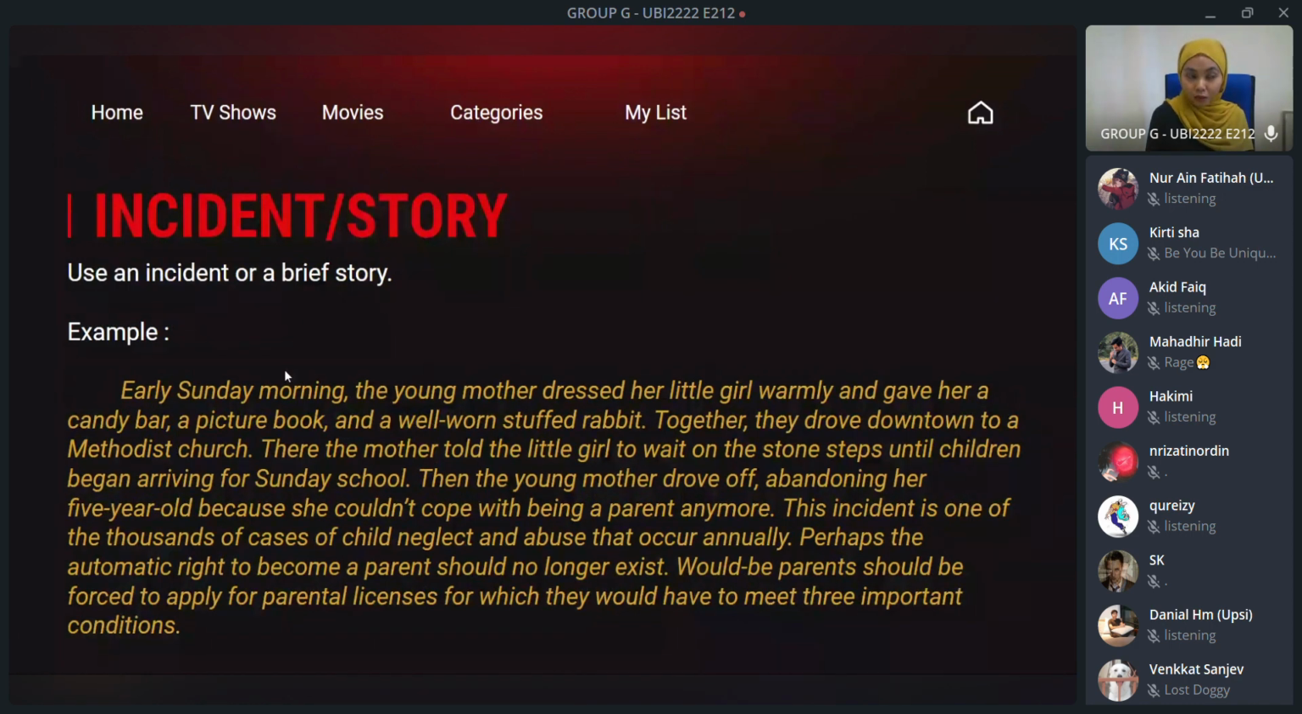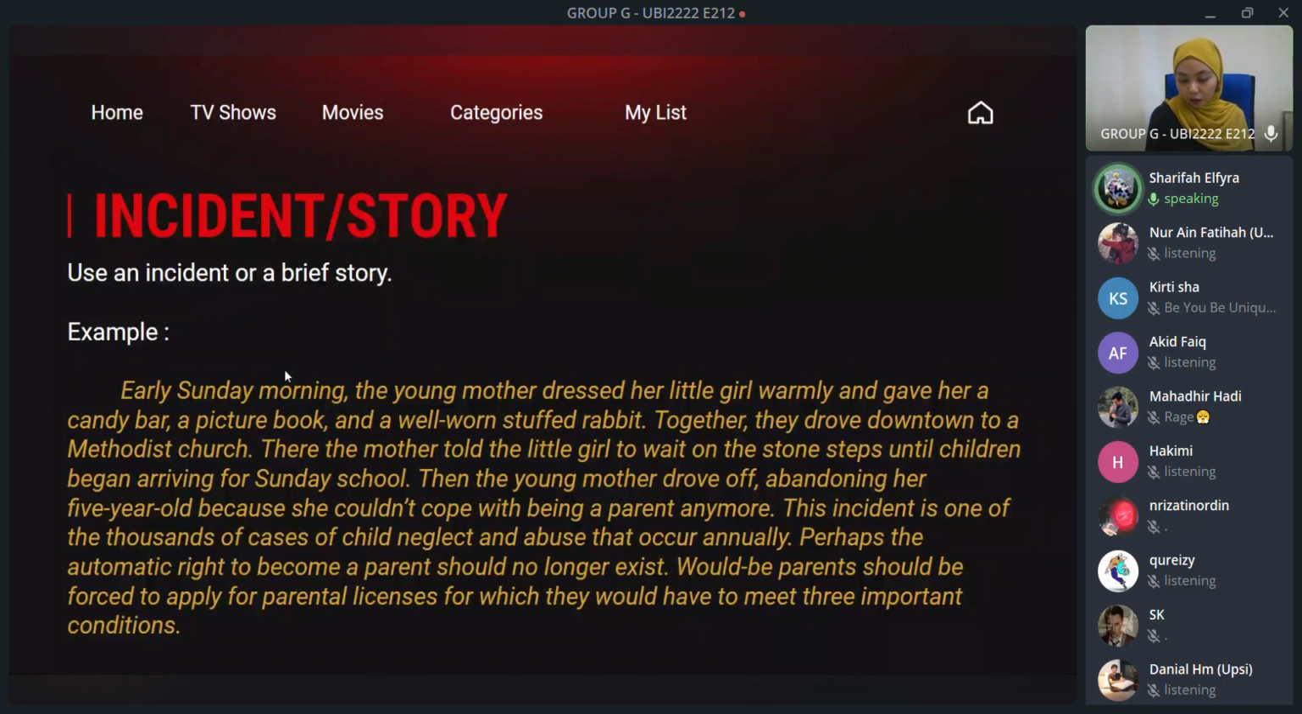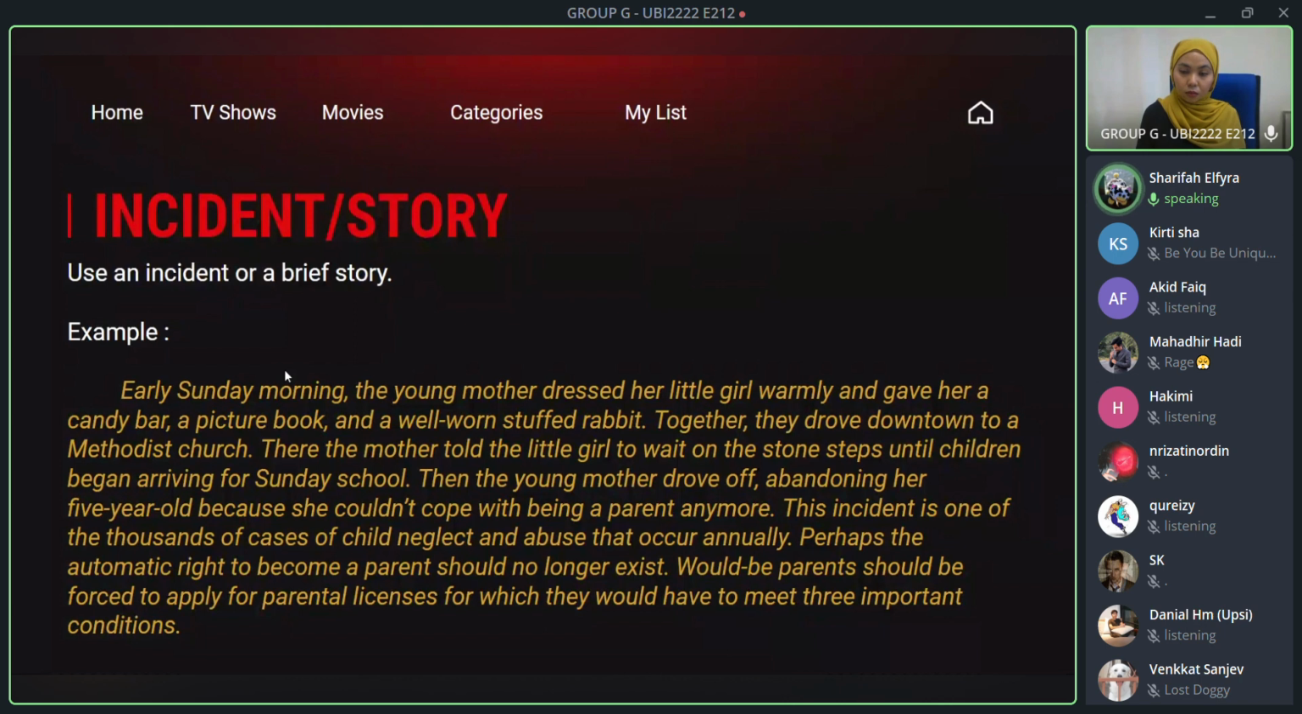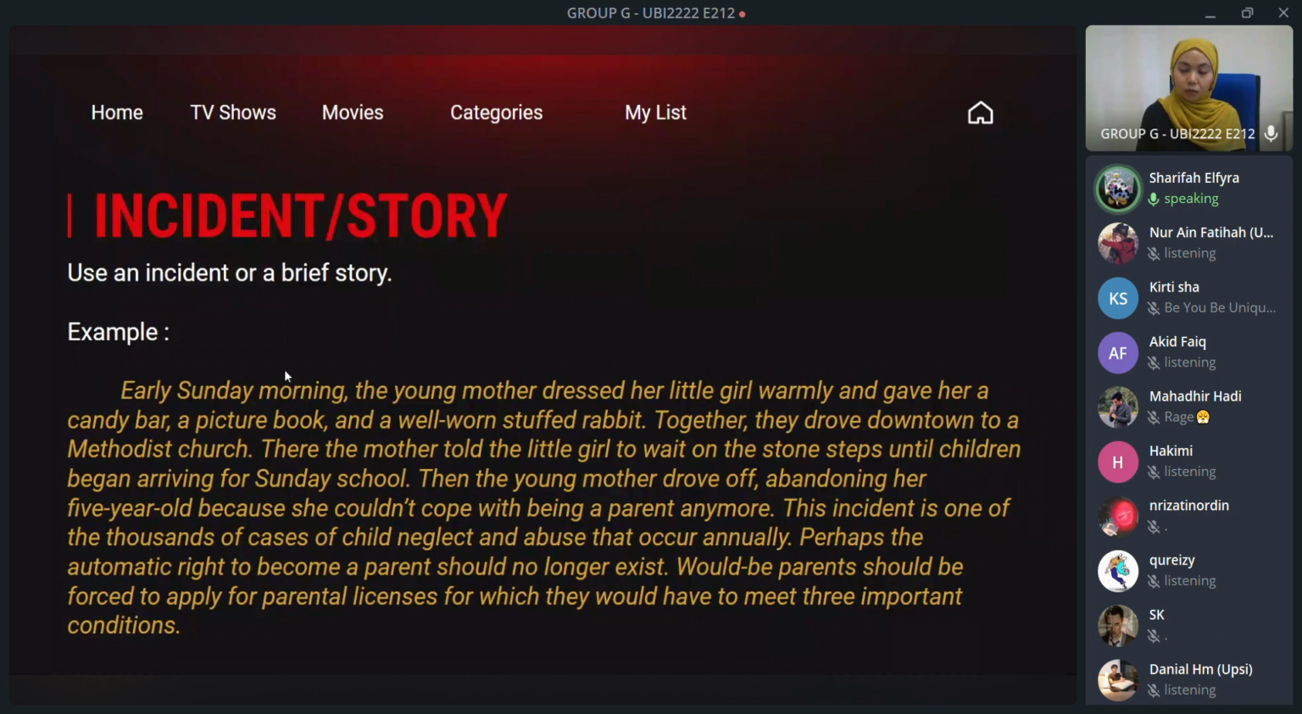May I? Thank you. You may. Incident story. Use an incident or a brief story. Example. Early Sunday morning, the young mother dressed her little girl warmly and gave her a candy bar, a picture book, and a well-worn stuffed rabbit. Together, they drove downtown to a Methodist church. There, the mother told the little girl to wait on the stone steps until children began arriving for Sunday school. Then the young mother drove off, abandoning her 5-year-old because she couldn't cope with being a parent anymore.